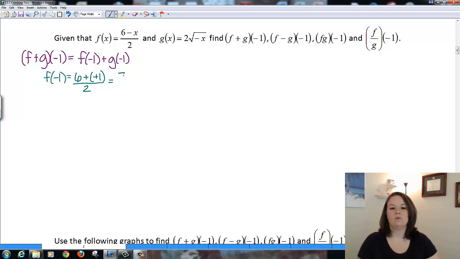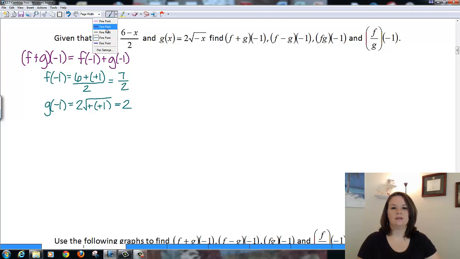So f of negative 1 is just 7/2. Okay. g of negative 1: when I plug negative 1 into my g function, g says to do 2 times the square root of the opposite of my input. So I'm doing the opposite of negative 1, which, with my double negatives, becomes positive. The square root of 1 is just 1, times 2 is 2.